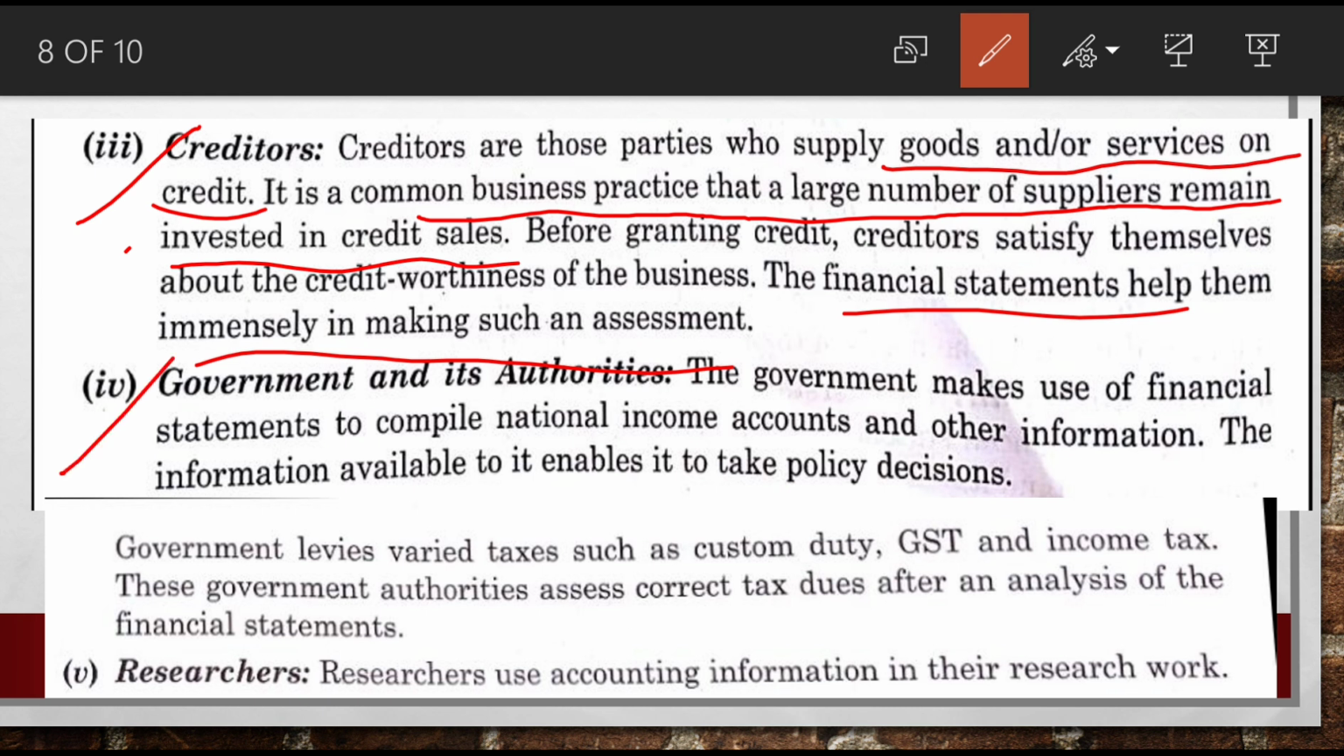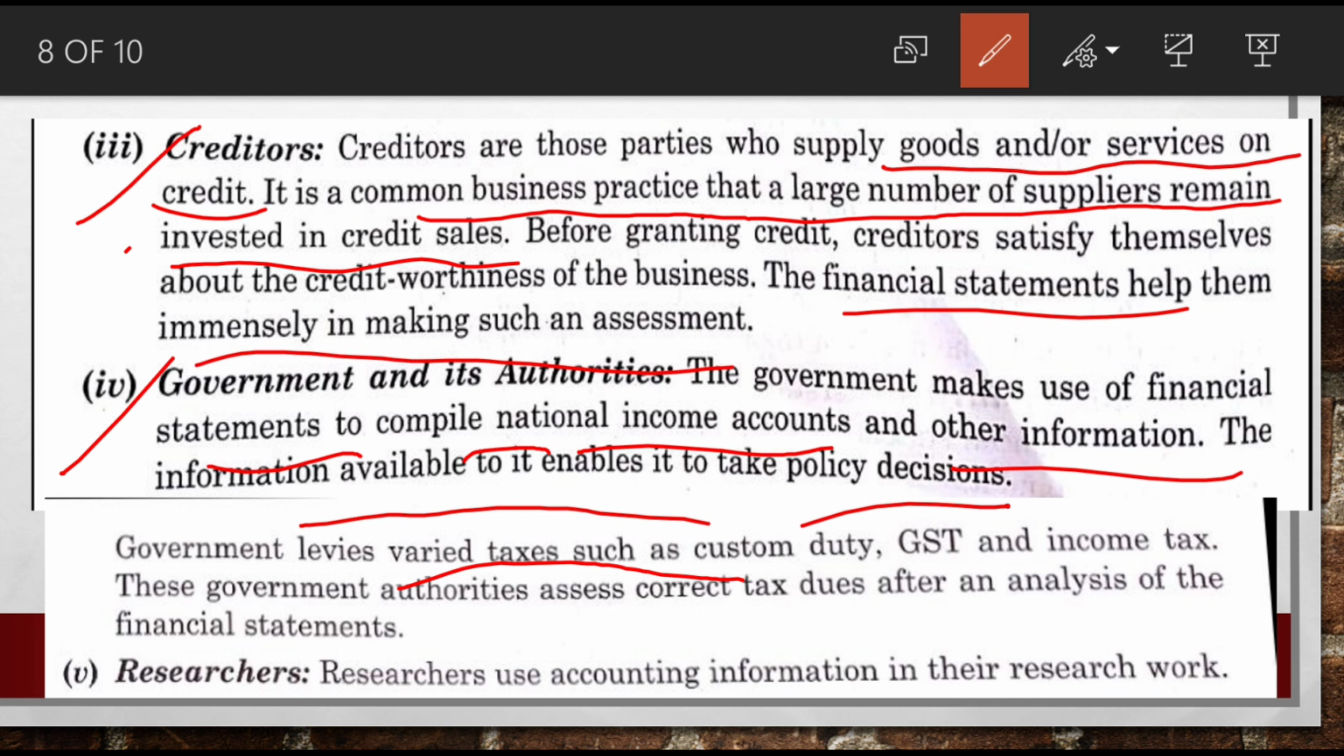Next accounting user is the government and its authorities. Why is the government demanding? Definitely for tax purposes, isn't it? The government makes use of financial statements to compare national income accounts and other information. The information available enables policy decisions. The government levies varied taxes such as customs duty, GST, income tax, etc. So government authorities assess the correct tax dues after an analysis of the financial statements. Only then will they declare the correct tax dues. So definitely they are demanding the financial statements.